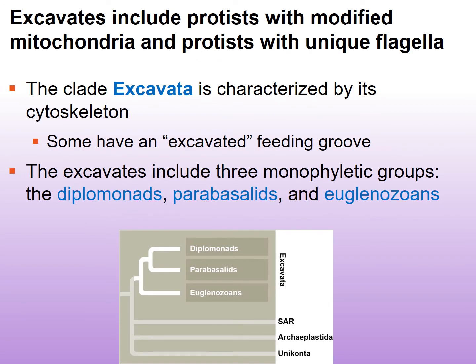So the excavates are quite interesting. However, all protists are quite interesting, but the excavates actually have modified mitochondria, and they also have a unique flagella. Excavates are generally characterized by their cytoskeleton. Some members have an excavated feeding groove on one side of the body. So it's kind of like an indentation on one side of the body. They generally have two flagella, one short one and one long hairy flagellum. The excavates include these three groups, and they're all monophyletic at this point. So we have the Diplomonads, the parabasalids, and the Euglenids.